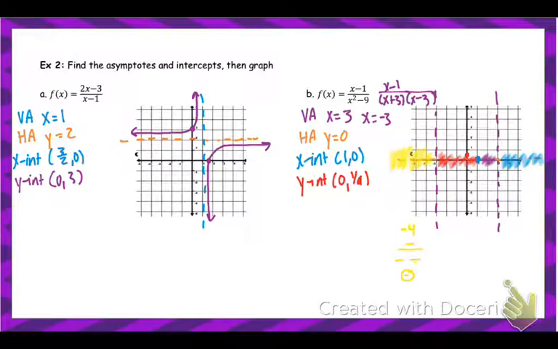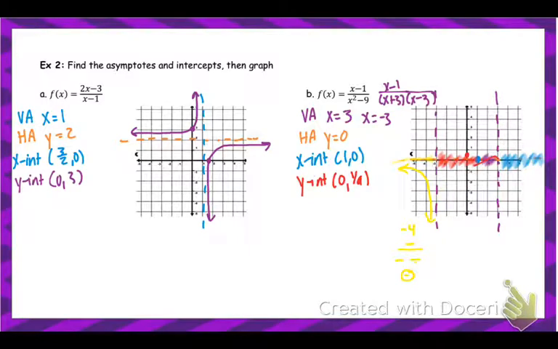So that tells me that everything in that yellow region is going to be below the x-axis. So I'm going to have a curve in this quadrant. I don't know why I picked yellow, sorry guys.